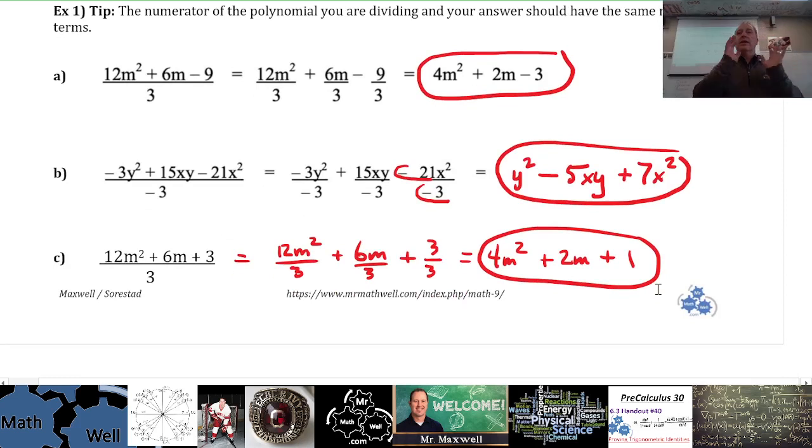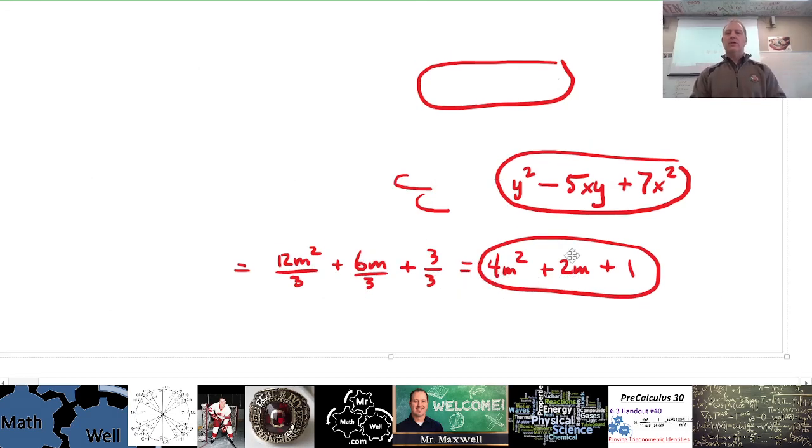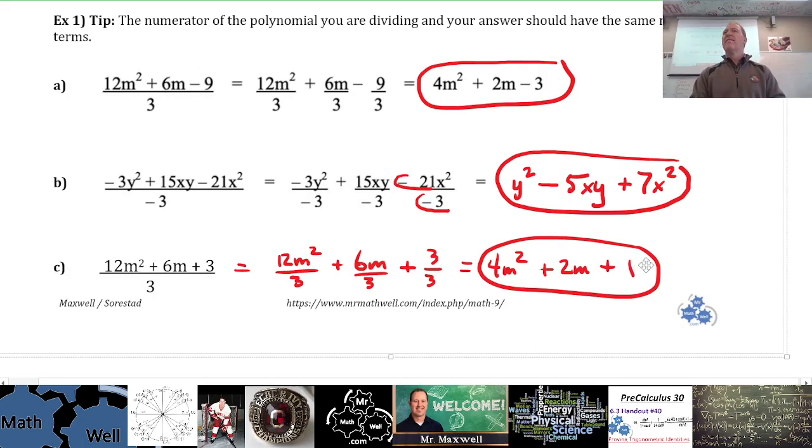You should split each one of those into 3 separate little divisions. So this big trinomial on top divided by 3 can be split into 3 separate fractions. So I have 12m squared over 3 plus 6m over 3 plus 3 over 3. Each one of those simplifies to 4m squared plus 2m plus 1. All right, any questions about that, C? How many of you got that before I showed you the answer? You got that? Awesome. Okay. All right, let's move on.